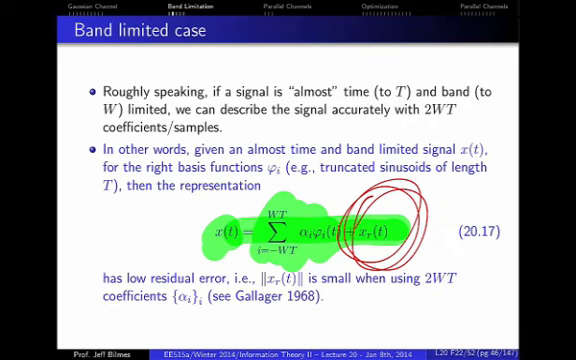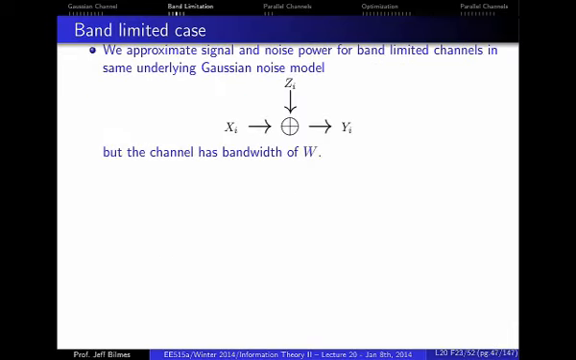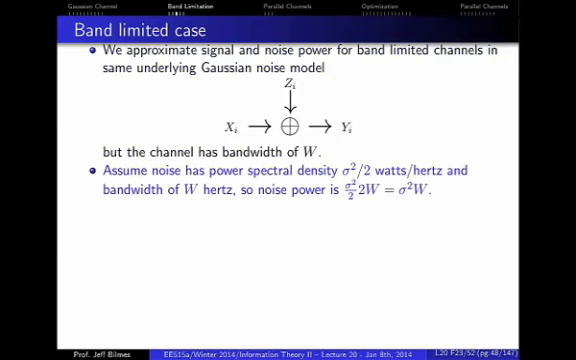This is something that was described first by Gallager in the information theory context. So basically, we've got a Gaussian channel, but now the bandwidth is limited. We don't have unbounded bandwidth. Now for the noise, we need to talk about the spectral density of the noise. Let's assume that the spectral density is sigma squared over 2, in units of watts per hertz.